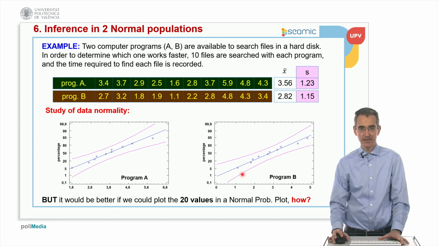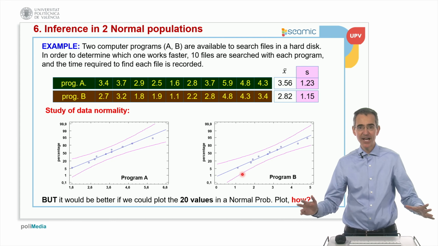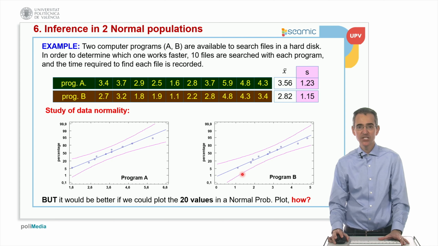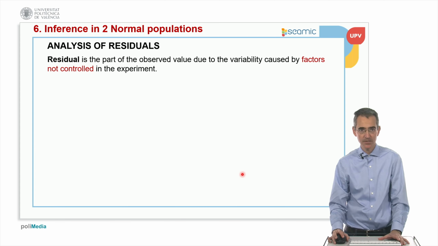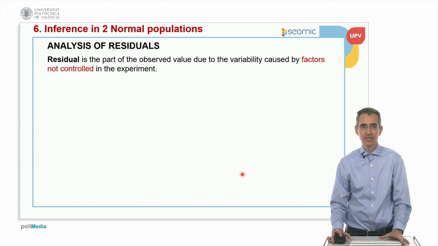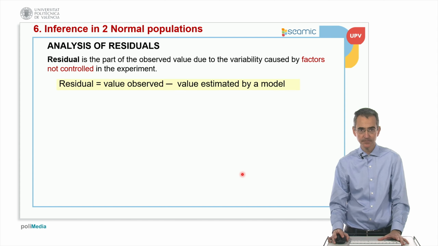But it would be better if we could plot the 20 values in just one normal probability plot. How can we do that? For that we have to compute the residuals. What is the residual? Residual is the part of the observed value due to the variability caused by factors not controlled in the experiment. This is the definition.